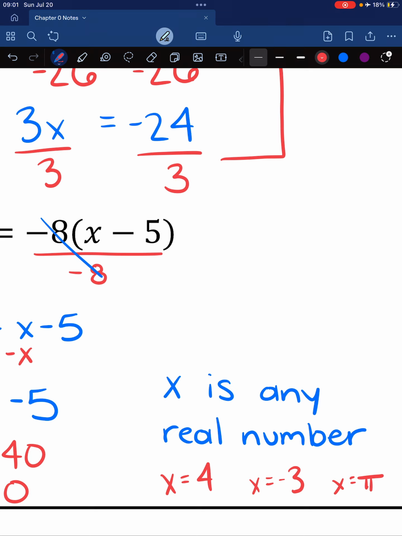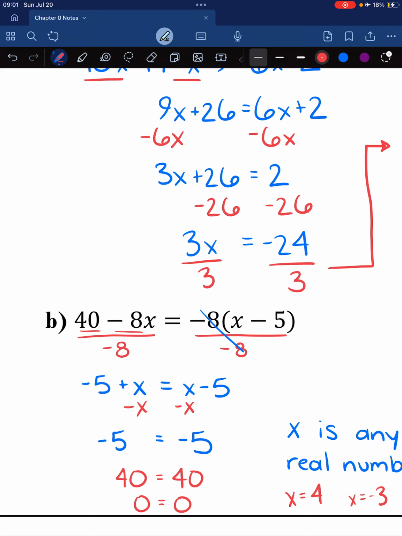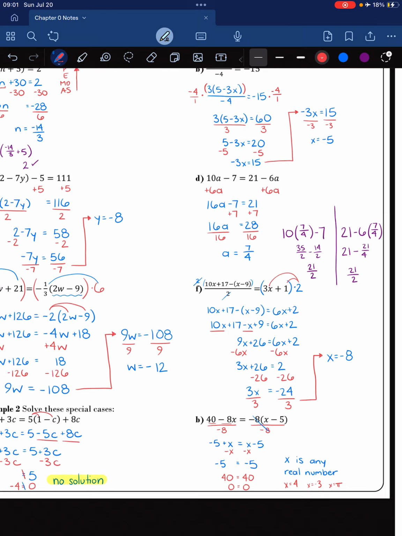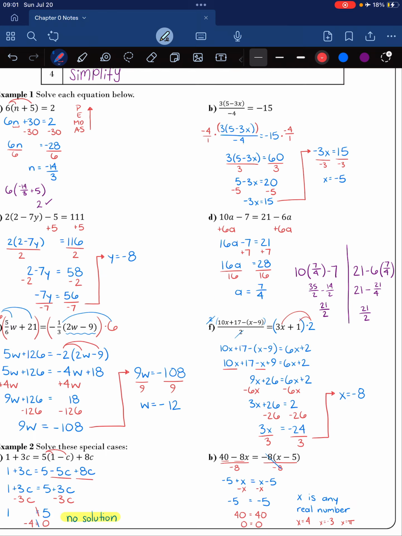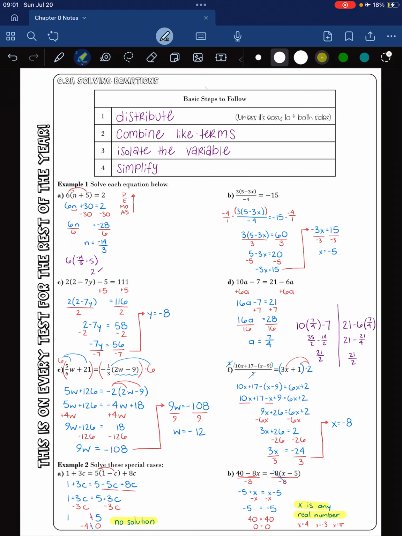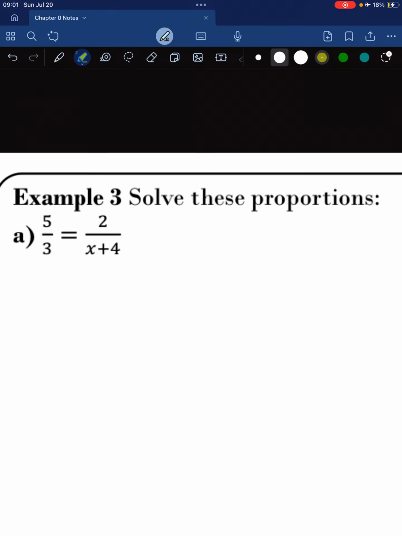pi. Pi is a real number, it's irrational, but I could plug pi in to both sides of this equation and it would make it true. And that's an important takeaway, and that's why those are two special cases. So let's go ahead and highlight this guy too, just for consistency. No solution and x is any real number are two different options for special cases. Okay, on to the back.